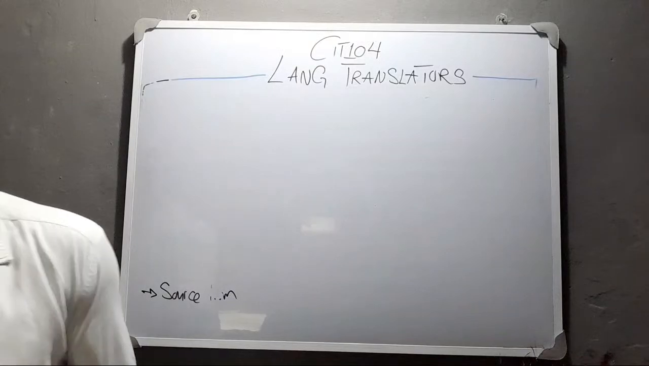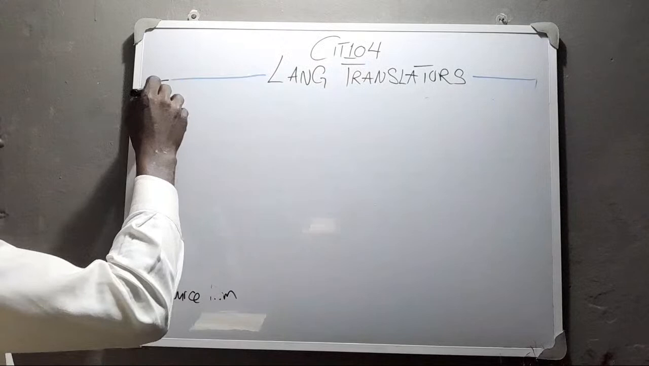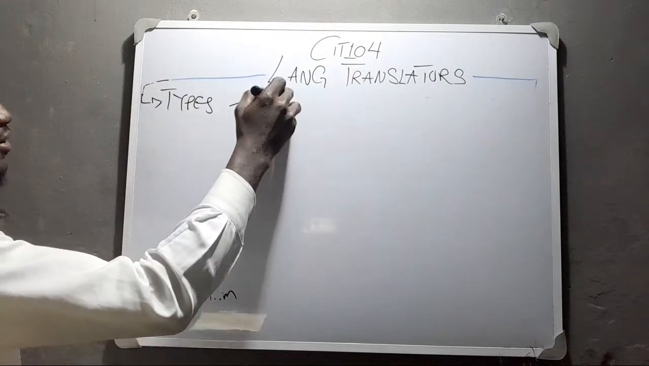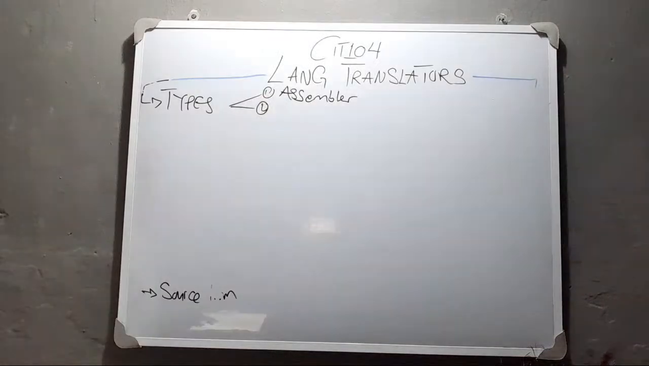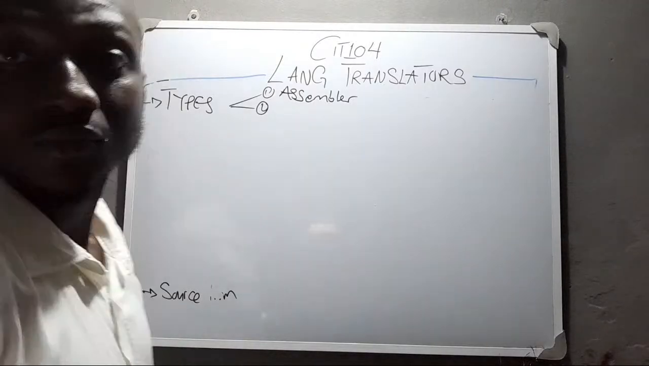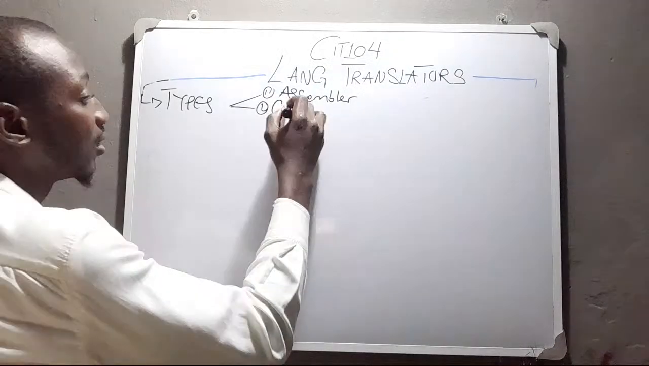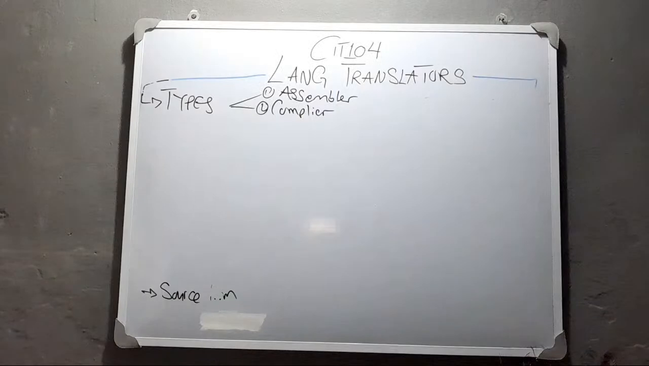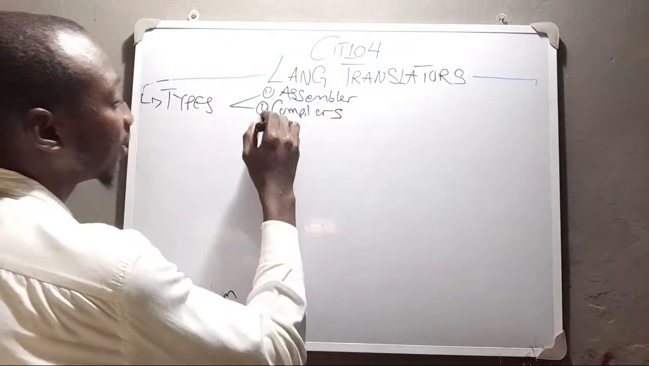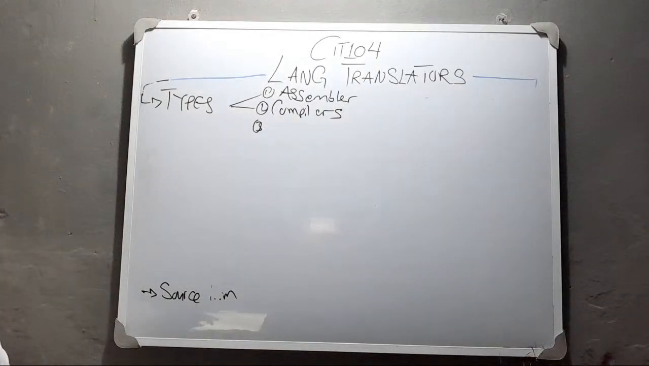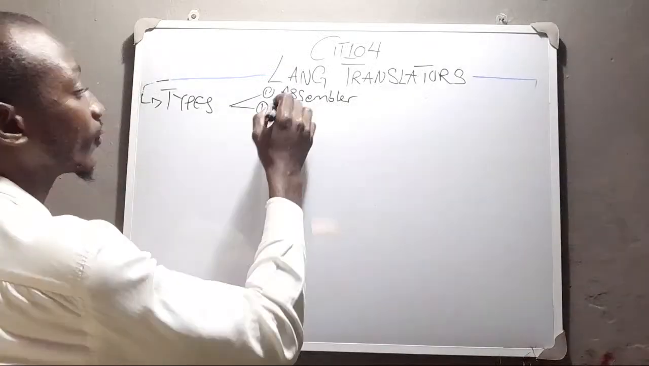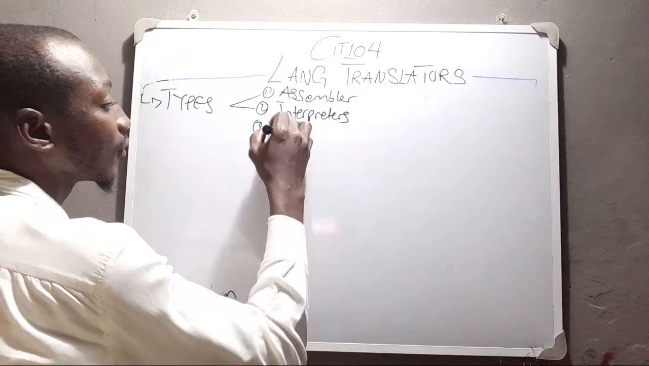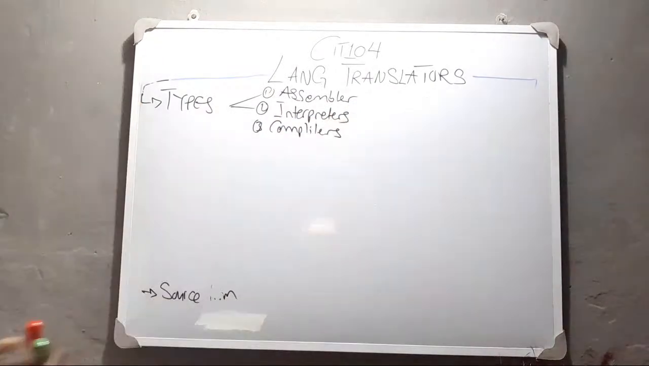Now let's proceed. So we have the types of language translators. We have the assembler, we have the compiler, and before we have compiler, we have interpreters. So the three types.